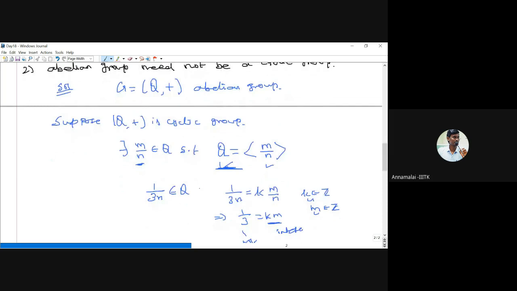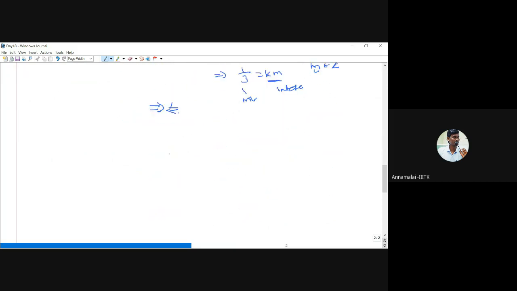It's a very important example. Z is a cyclic group, but Q is not a cyclic group with respect to addition. Therefore, Q with respect to addition is not a cyclic group. So there are many examples of abelian groups which are not cyclic groups, and this is one of them. The set of all rational numbers with respect to addition is not cyclic.